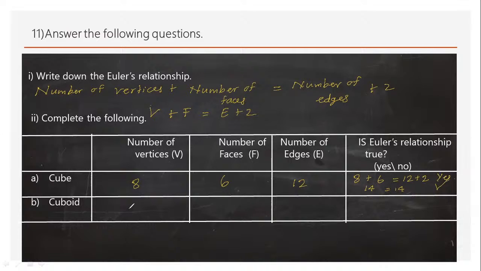Now, cuboid. That also has number of vertices 8, number of faces 6, number of edges 12. Then we can apply Euler's relationship. 8 plus 6, 12 plus 2. Yeah, 14 equals 14. That is also true, yes.